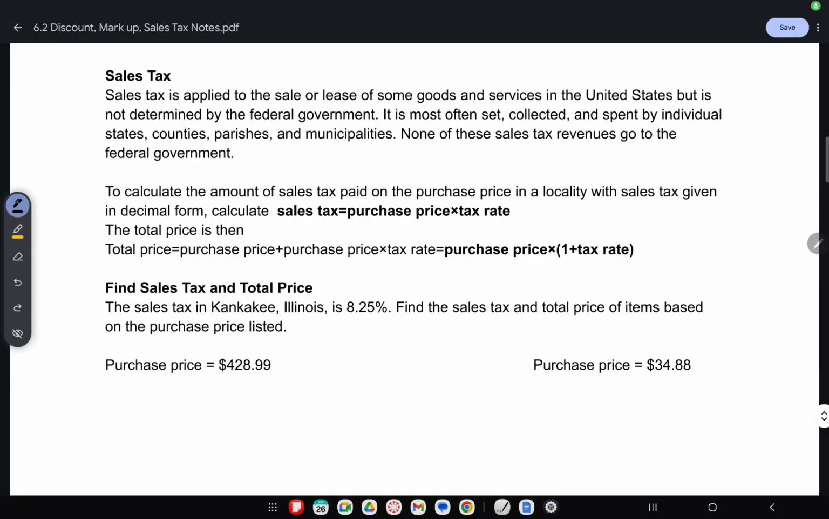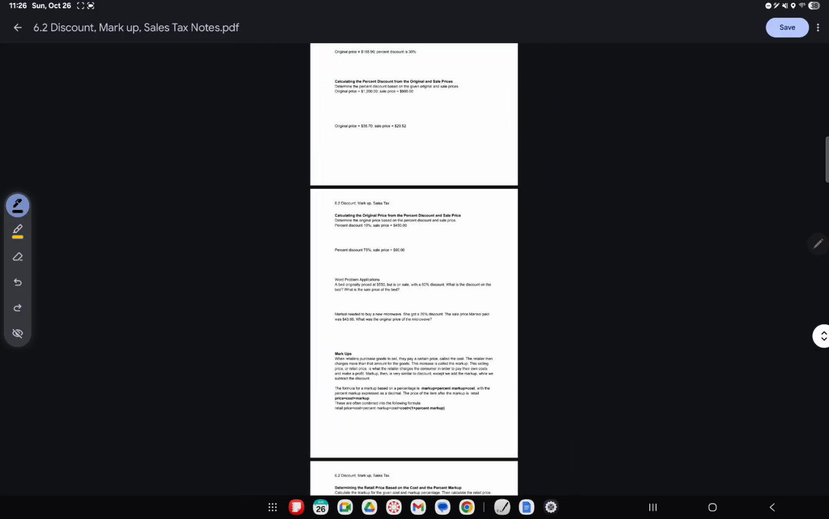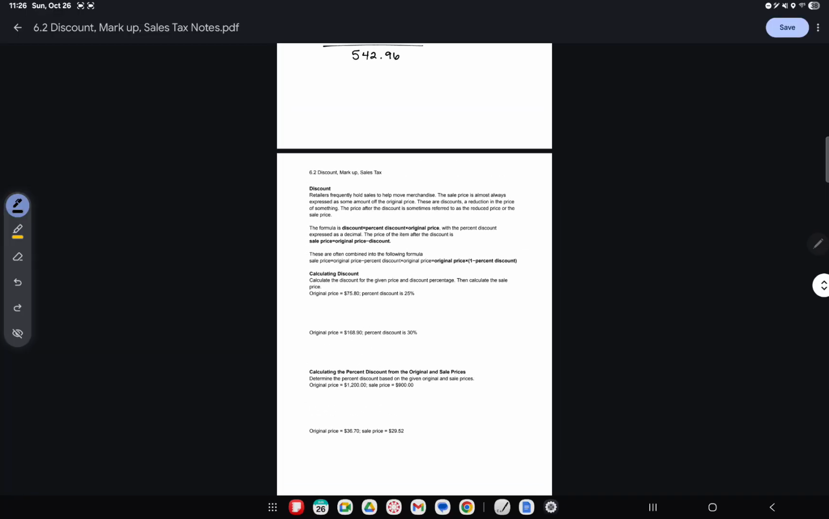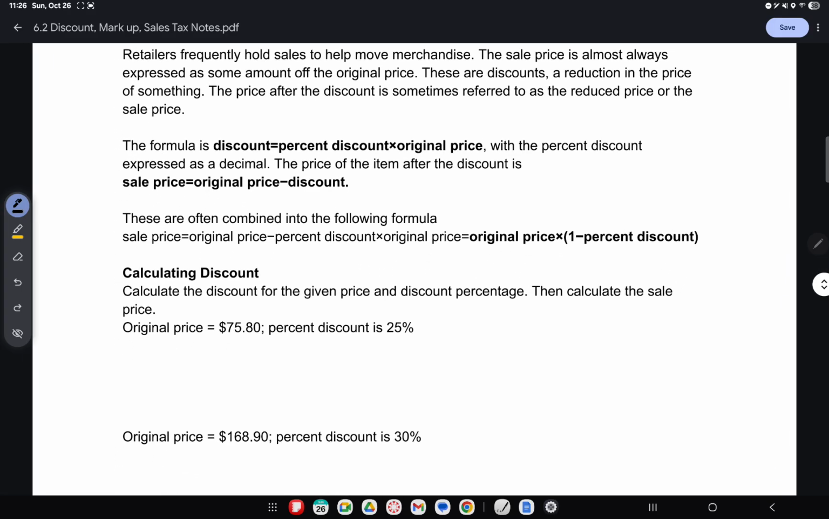All right, so we're going to look at some sales tax, discounts, markups, all that good stuff. So, discounts is money taken off a price. Okay, so we can find the discount amount and then we can find the final price.